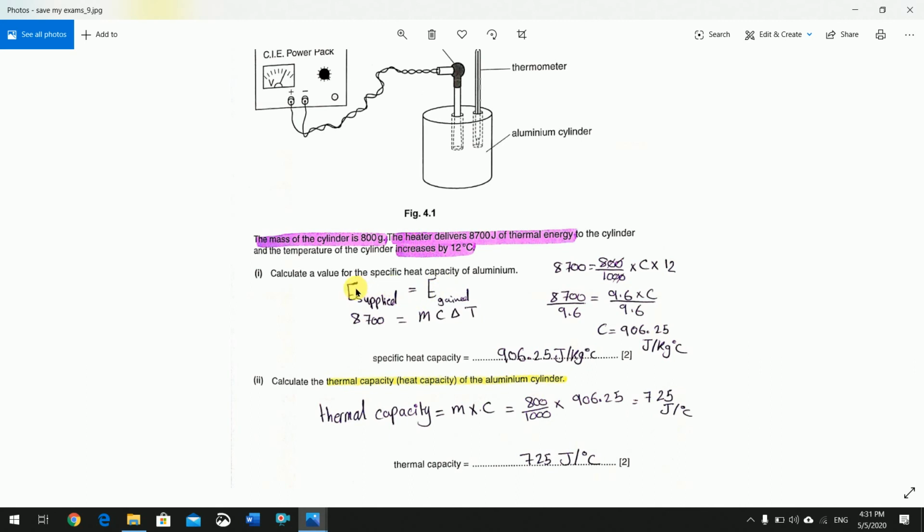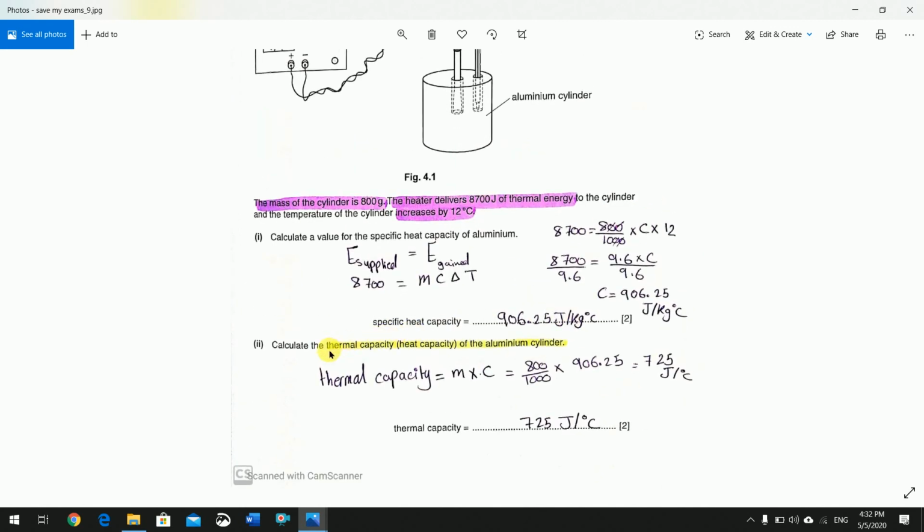So as we said, according to the conservation of energy principle, the energy supplied by the heater is equal to the energy gained by the aluminum cylinder. So the energy supplied by the heater, 8,700 joules, equals the mass times the specific heat capacity times the temperature change. And of course, we change the mass into kilograms by dividing it by 1,000. So the specific heat capacity will be 906.25 joules per kilogram Celsius.